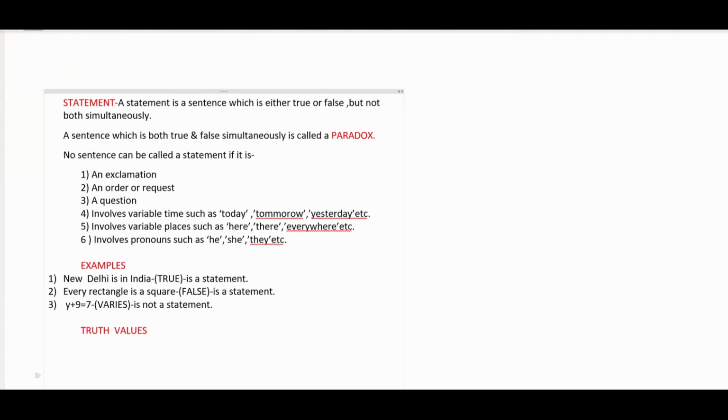So now look, what is written here? A statement. The definition of a statement is: a statement is a sentence which is either true or false, but not both simultaneously. A statement is denoted by a small letter. That means if this is written, P: New Delhi is the capital of USA, then this is a statement because this is false.